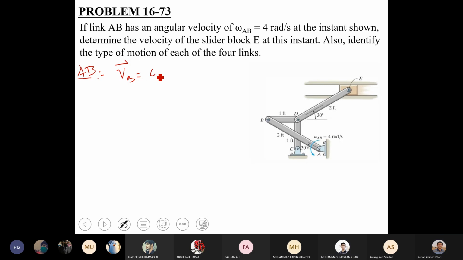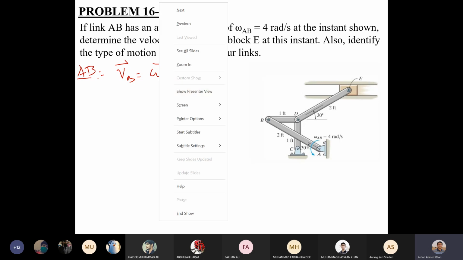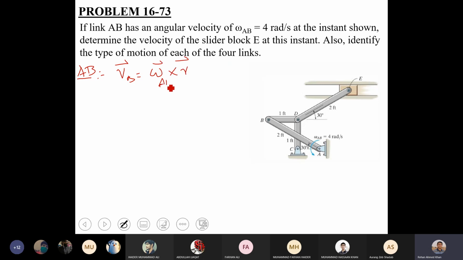Omega AB cross R is going to be the velocity of point B. Omega is the angular velocity of this link AB, and R is the absolute position vector, which is named here as RB. So this is going to be the velocity of B. Omega is already given: link AB is rotating with a speed of 4 radians per second in a counterclockwise direction. So you can write omega equal to 4k cross RB.